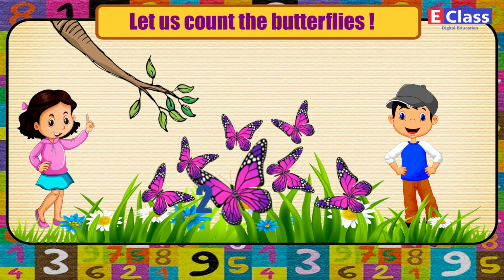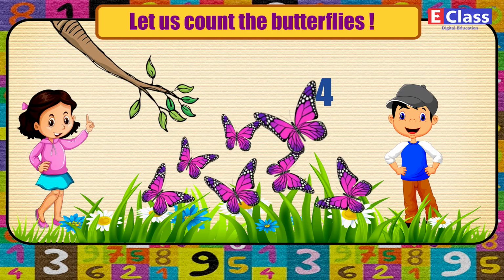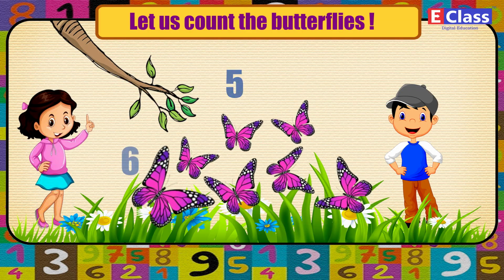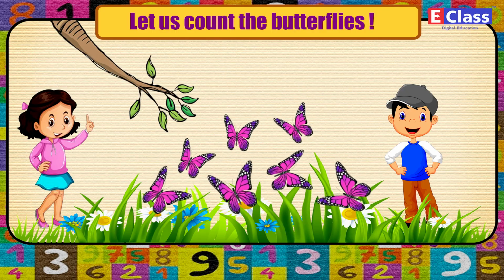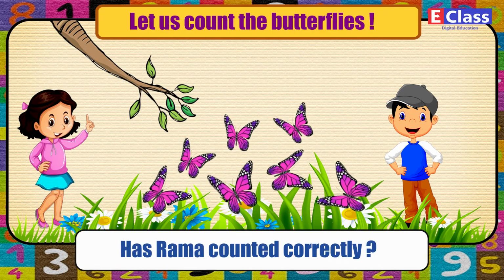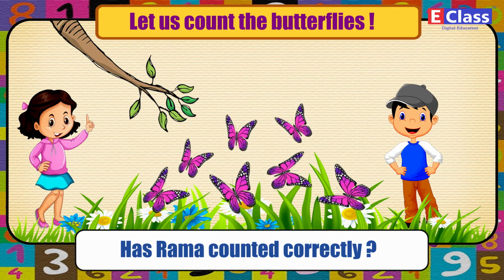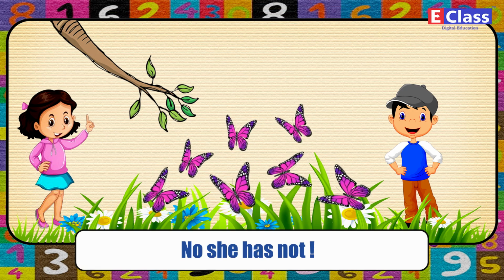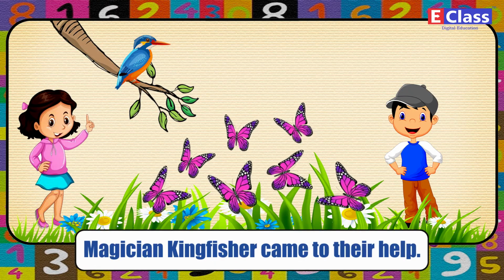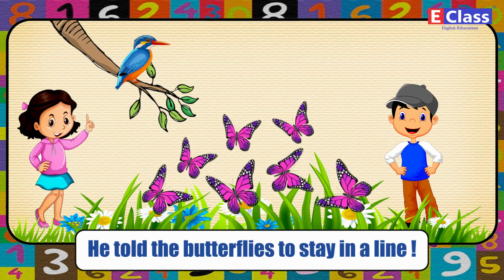1, 2, 3, 4, 5, 6, 7, 8. Has Rama counted correctly? No, she has not. Magician Kingfisher came to their help. He told the butterflies to stay in a line.